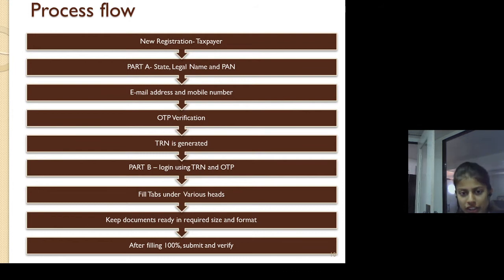And after the TRN is generated, you have to use that TRN to do a login. See, in part B, you will log in using TRN and OTP. Again, you will receive a mobile OTP and email OTP and you have to log in. The way you were doing it over here, new registration taxpayer, that way only in services, registration, new registration, you will go two times, two options. So there, the second option is TRN. So you have to log in using TRN. After logging in with TRN, you will have to fill up the form.